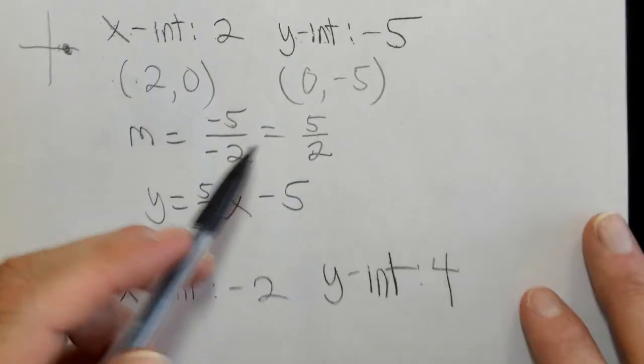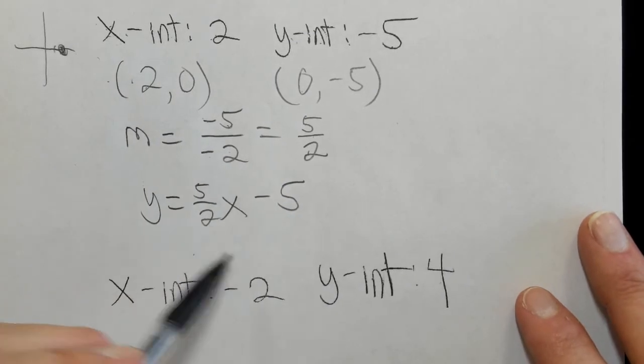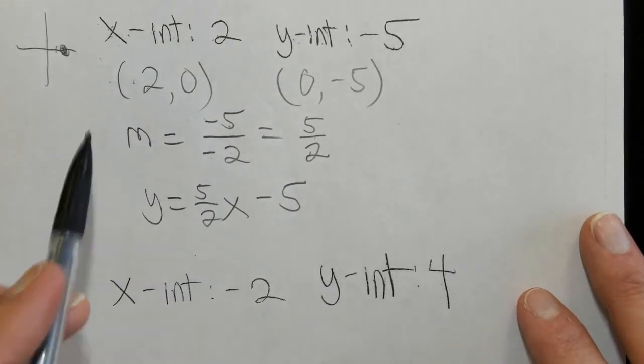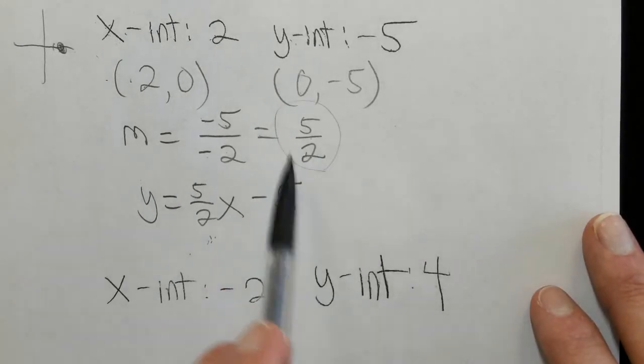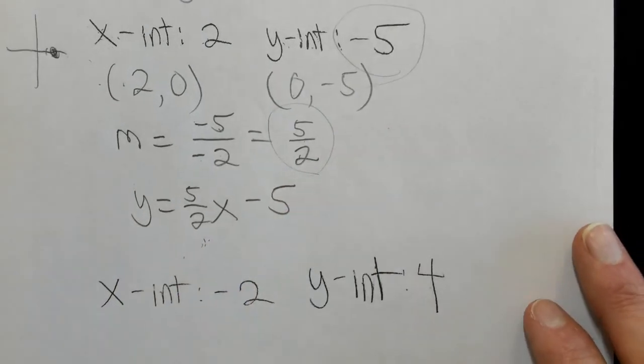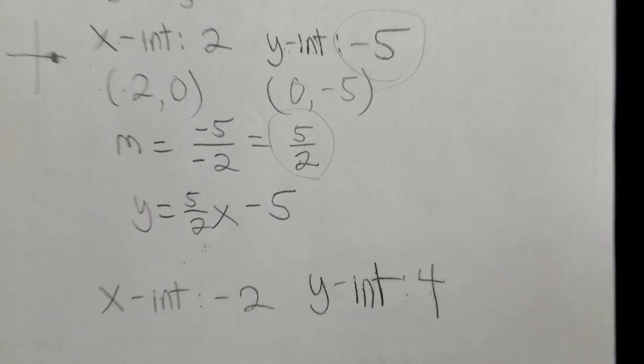Now, if you want to go through point-slope and rearrange it, you can, but that's just a lot more work to get this answer. So remember, if you've got the slope and you've got the y-intercept, those are the 2 things that you need to write the equation of the line, so you're done at that particular point. Okay?